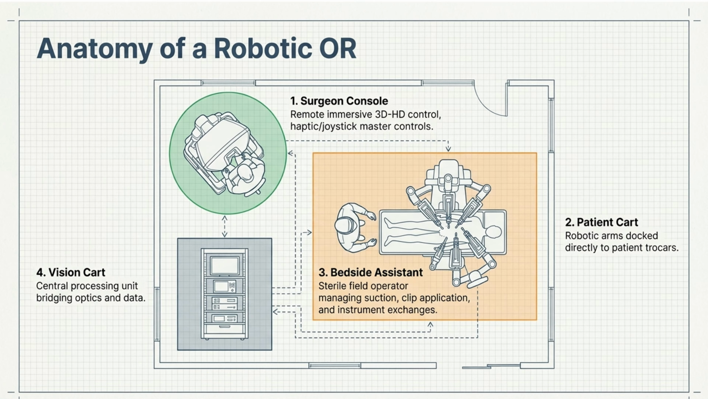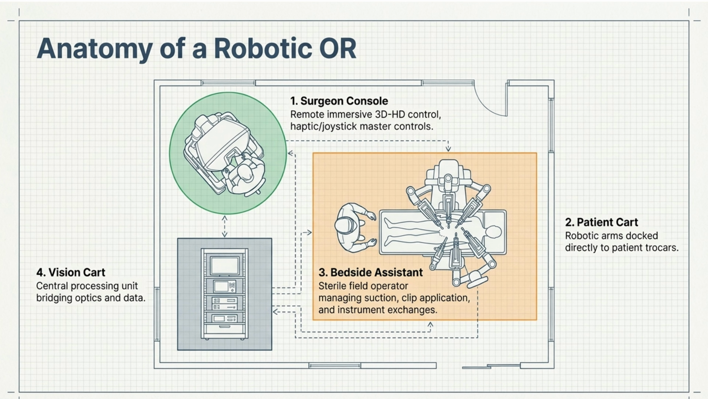A robotic operating room consists of four main components: the surgeon console, patient cart, bedside assistant, and a vision cart. The surgeon operates remotely using immersive 3D controls. The bedside assistant manages instruments and assists during the procedure. Coordination between all components is essential for success.